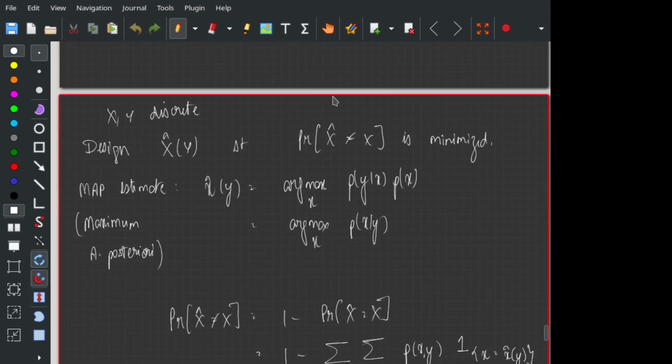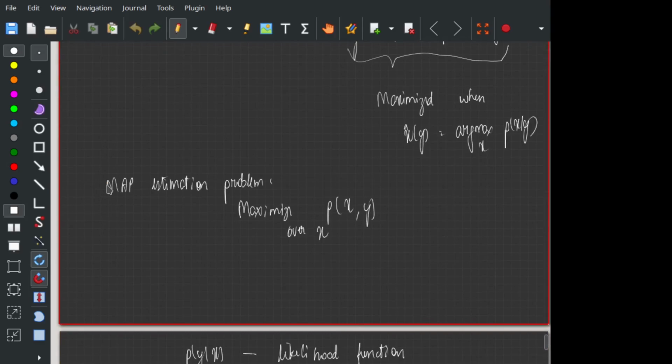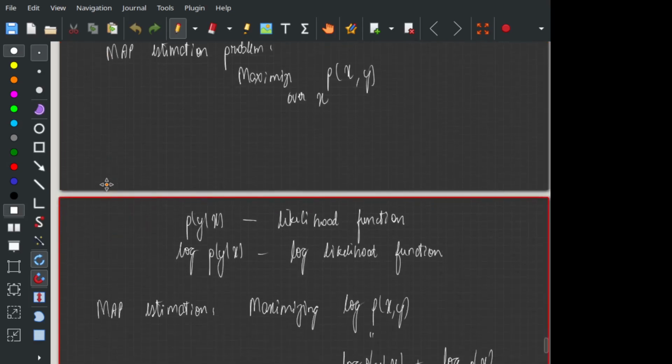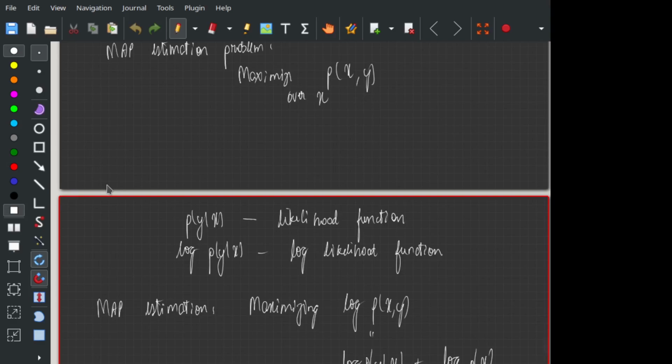But in the special case where x and y are discrete, one can ask for the estimator for x given y that minimizes the probability of error. That turns out to be the maximum a posteriori probability estimate, or the MAP estimate, which is obtained by maximizing p of x comma y over all possible x. If there are some other constraints on x, then one can look at the constrained maximization of p of x comma y. Right? You can write p of x comma y as p y given x times p of x.